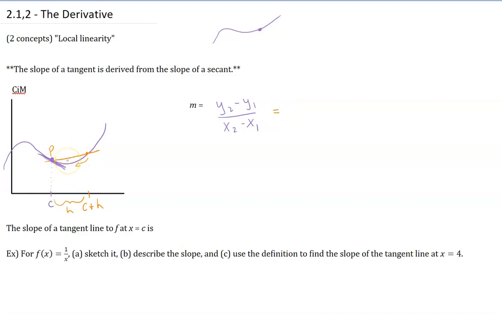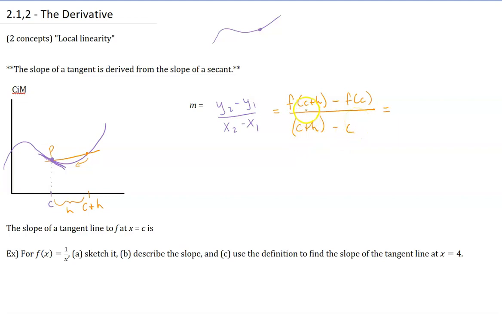Now the slope between the 2 points on the secant line: my y2 is going to be the height at the second point, so that is f of c plus h, minus y1, the height of the first point, which is f of c. I'm just using function notation here instead of y's. Then divided by my x2, my second x coordinate, which is c plus h, minus the first x coordinate, which is c. Now, we can simplify this denominator a little bit.